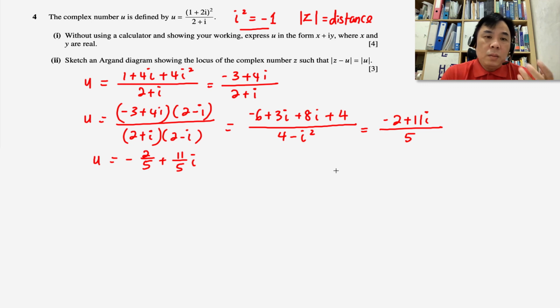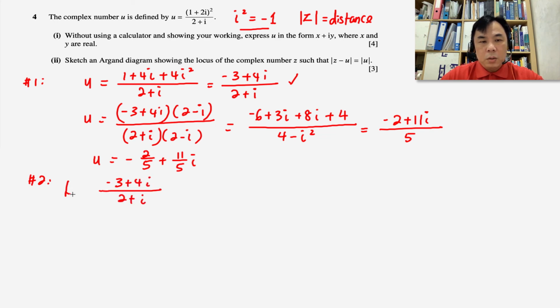The second method is very similar to the first method, but we don't actually use rationalization here. We're going to start off from this section. So this is strategy number 1. Strategy number 2, or method number 2, you can straight away start from here. You still need to carry out this step here, expansion. And then once you're done with that, you are going to let this 4i be, so let this be x plus iy, and then perform a bit of algebraic expansion.